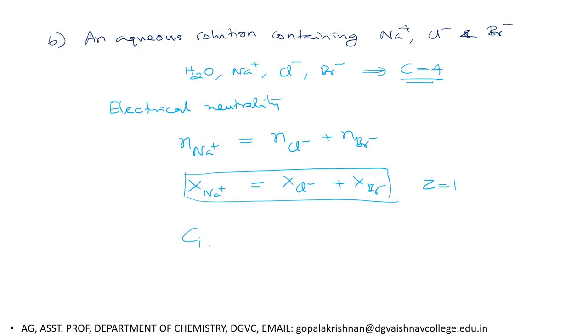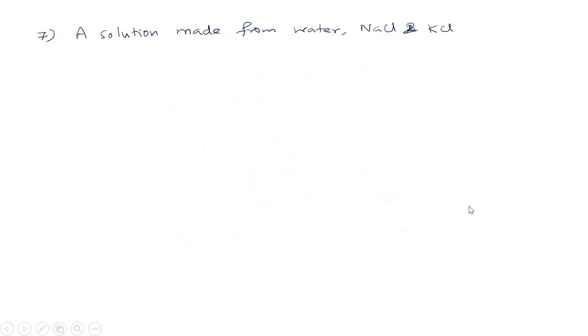Therefore in this case the independent C is equal to the number of constituents actually present, 4, and there is no chemical equilibrium, so the R value is 0, and we have one additional condition, so Z equal to 1. Therefore the number of components in the system is 3. Then the next question: a solution is made from water, sodium chloride and potassium chloride.